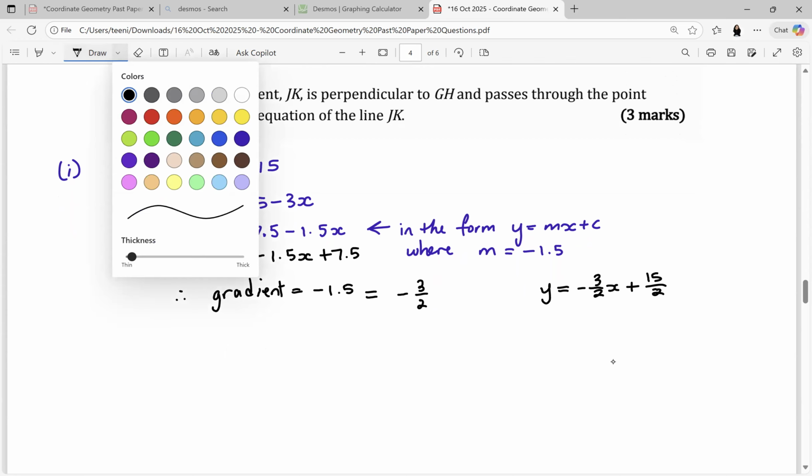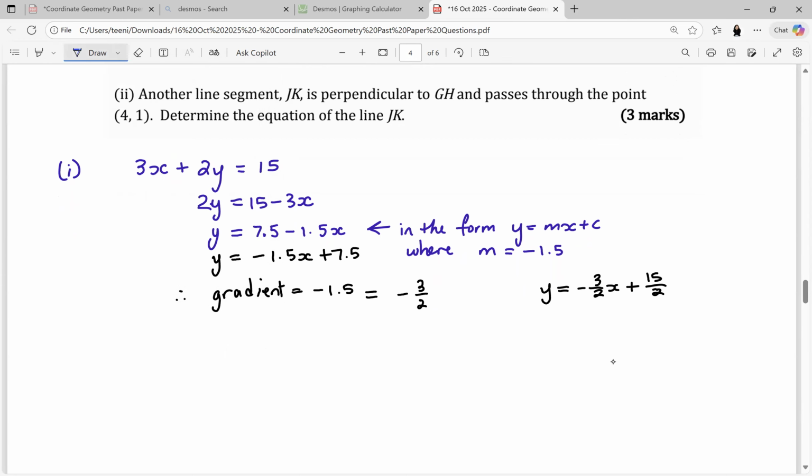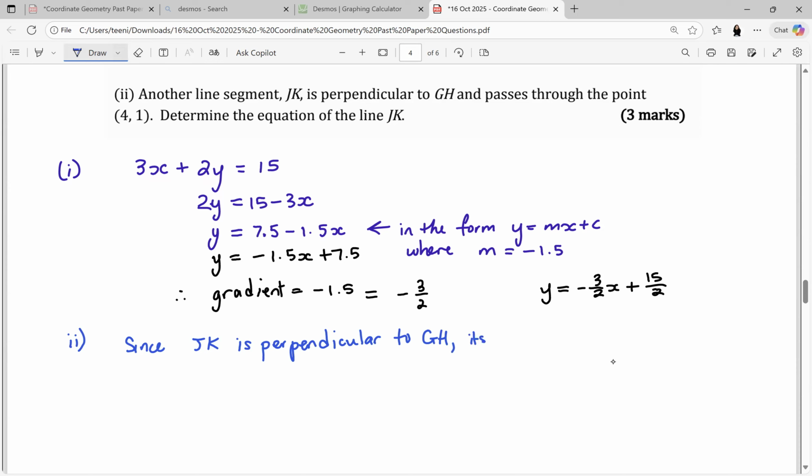The first thing that you're going to do is write that down. You're going to say, since JK is perpendicular to GH, all right? You see, guys, this keeps coming up. Since JK is perpendicular to GH, its gradient would be the negative reciprocal of the gradient of GH. So the gradient would be equal to positive 2 over 3.